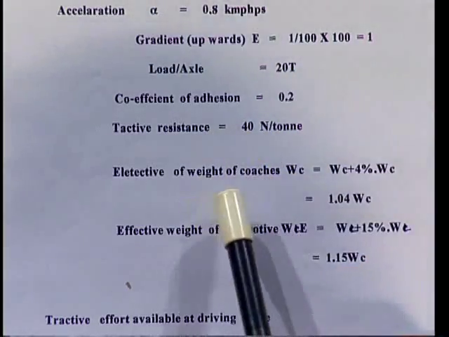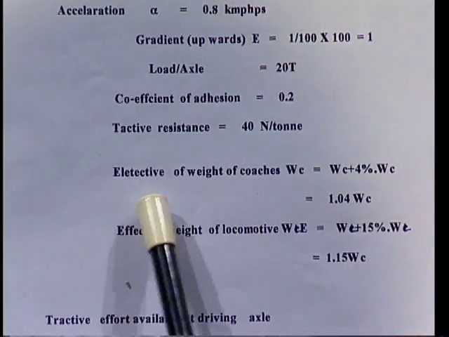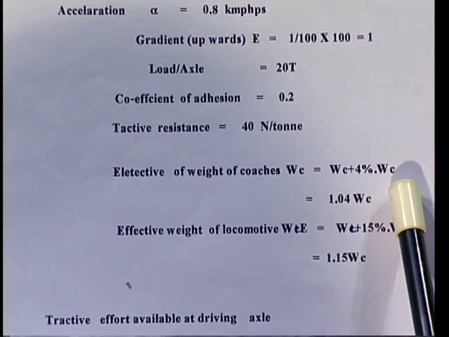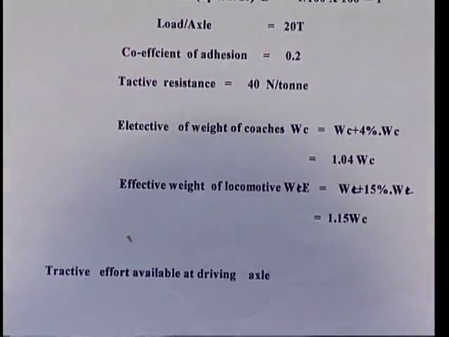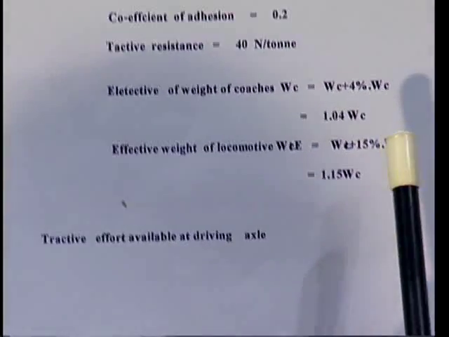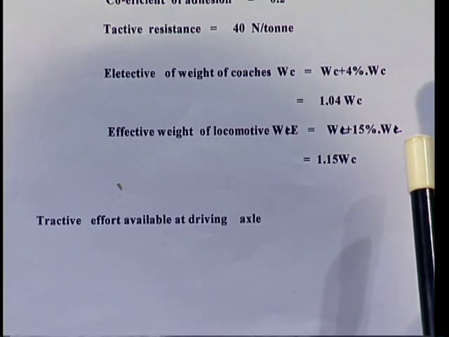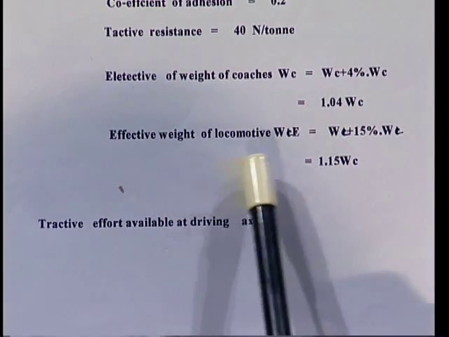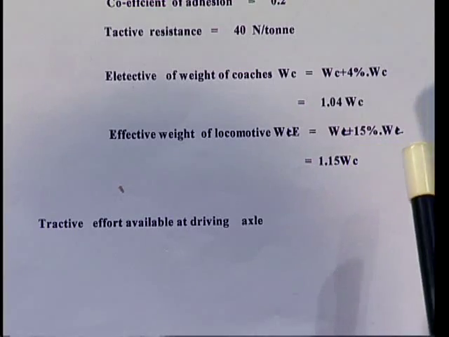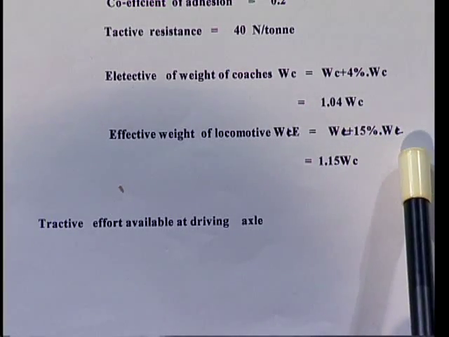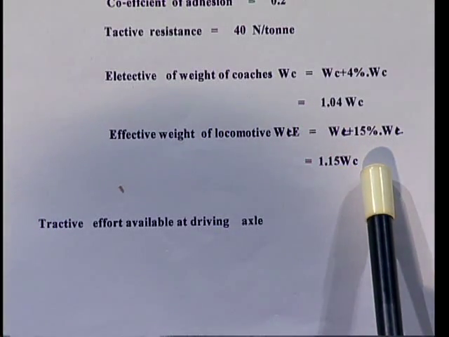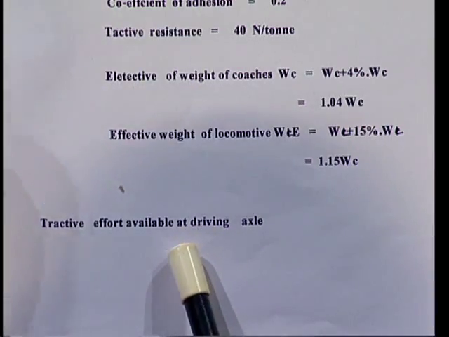Next, we are calculating the effective weights of the coaches and the locomotive. Effective weight of the coaches WC' is equal to the weight of the coaches plus 4% of the weight of the coaches, where 4% is the rotational inertia for the coaches. That is equal to WC plus 4% of WC, which is 1.04 WC. Next, effective weight of the locomotive WLE is equal to WL plus 15% of WL, where 15% is the rotational inertia of the locomotive. That is equal to 1.15 WL. Next, tractive effort available at driving axles.